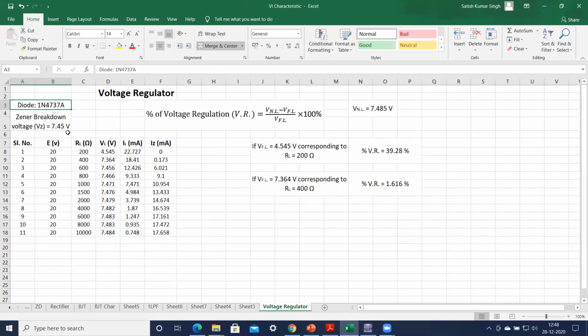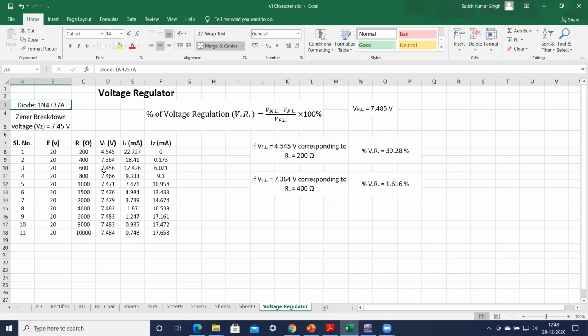It will come out as 7.45 volts. So now this is our input voltage that we have to keep constant at 20 volts. Now we have to change RL, our load resistance value. That value we have to take as 200 ohms, 400 ohms, 600, 800, 1 kilo ohm, 1.5 kilo ohm, 2 kilo ohm, 4 kilo ohm, up to 10 kilo ohms.